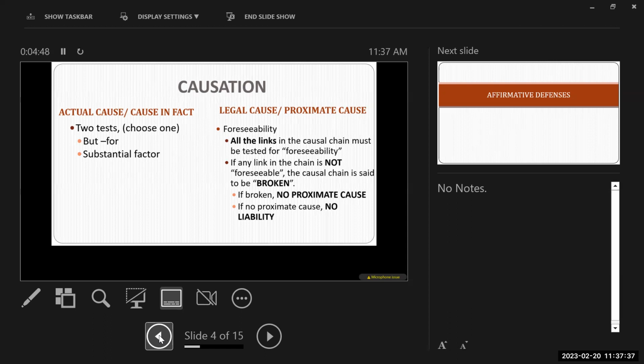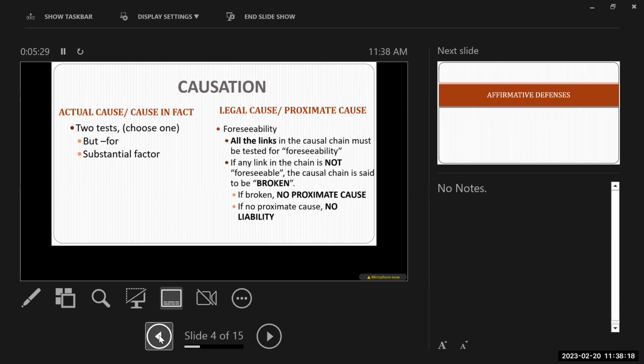Just want to make sure that as we talk about causation, there's a clear understanding going forward that causation has two conjunctive prongs. What do I mean? Two conjunctive prongs. I mean two prongs that must be established in order for liability to attach. You have to establish cause in fact, also known as actual cause, and you have to establish legal cause, also known as proximate cause.